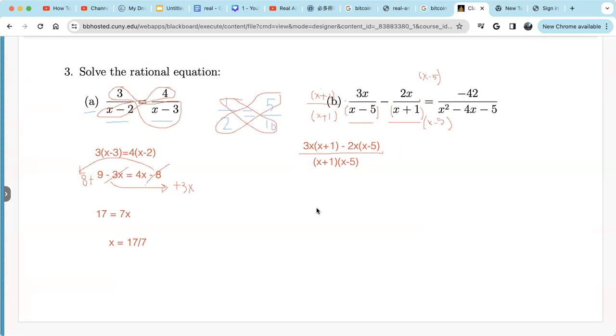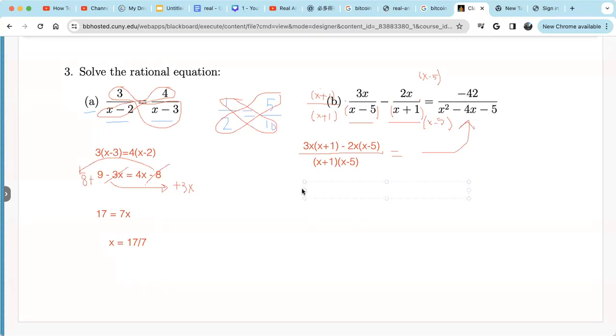Right? So they have a common denominator. So I just perform the operation, subtraction, with the numerators. Now the other side, I don't need to do anything yet. So let's set it equal to the other side. The other side is still this. I don't need to do anything with the other side.